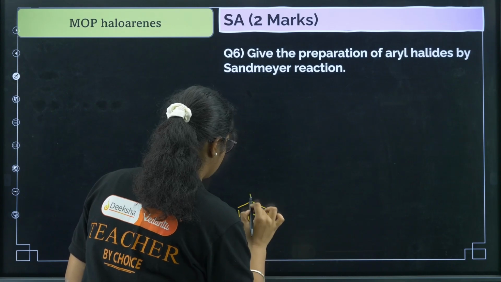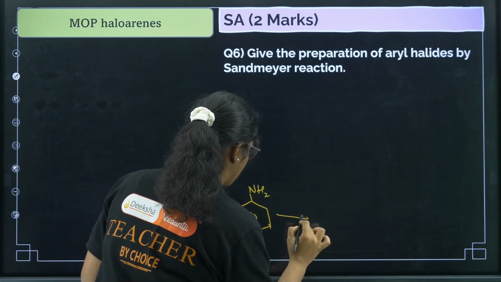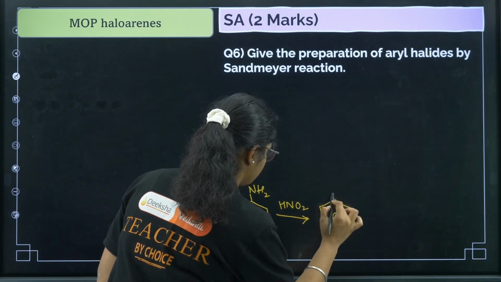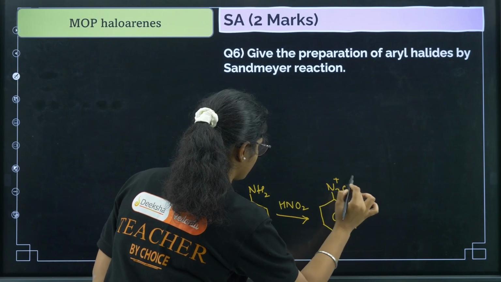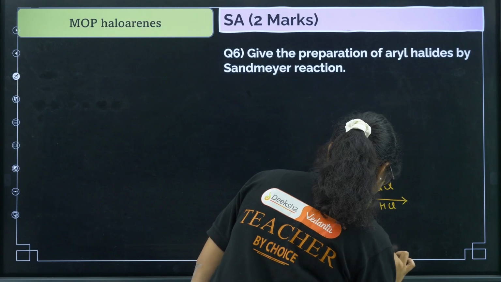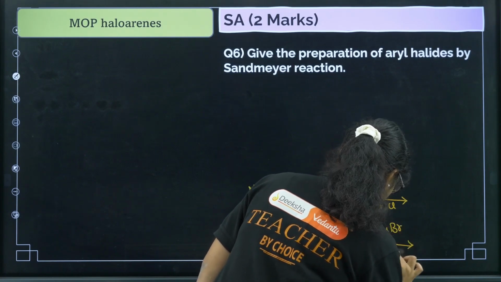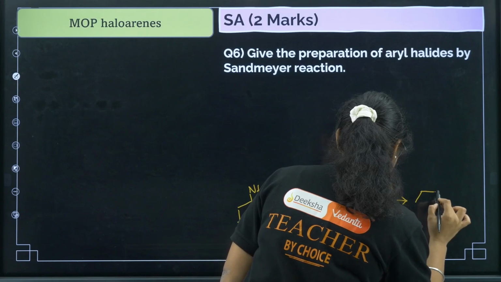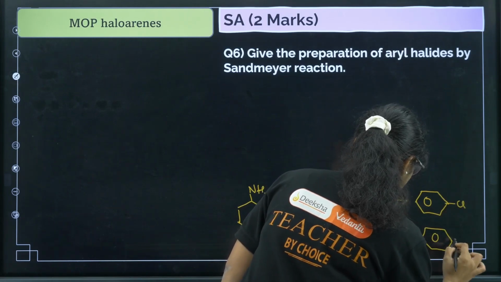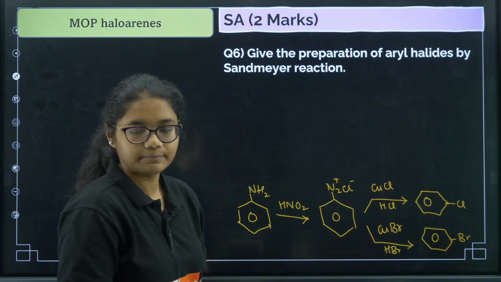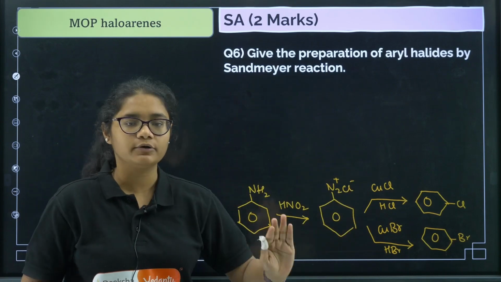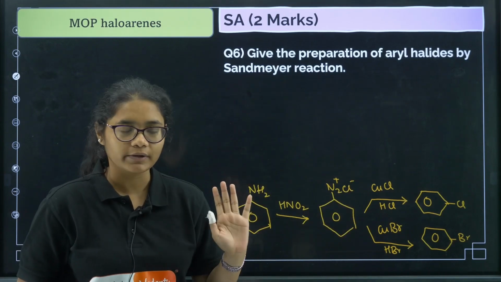So you have here aniline, and when you react it with nitrous acid, we get benzene diazonium chloride. And next if you react this one with CuCl/HCl, or you react it with CuBr/HBr, CuCl/HCl will give you chlorobenzene and CuBr/HBr will give you bromobenzene. Done? So how will you write the statement? Just think about this and then write the statement.